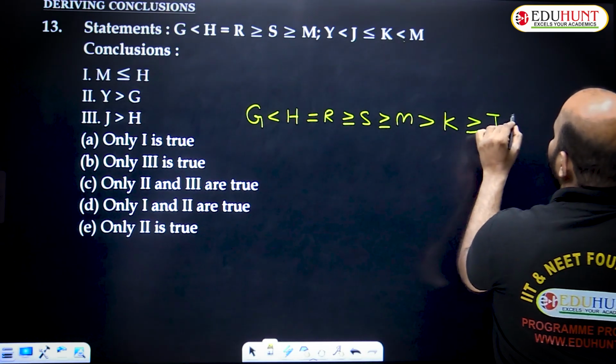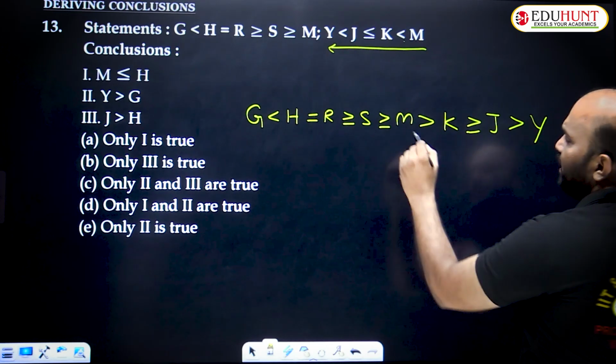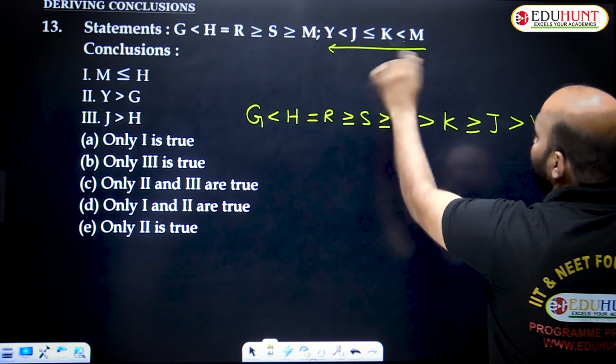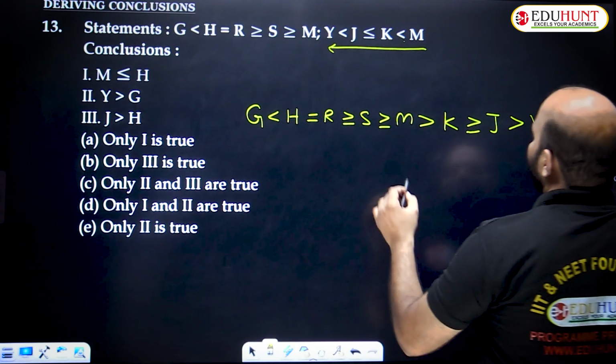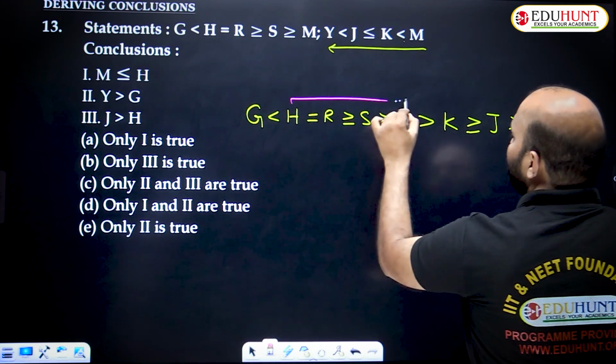Next one, J is greater than Y. It can be written in reverse order because the chain ended with M in the first statement. That's why I have taken the reverse order. So the first statement, M to H. According to order, H to M applies first.